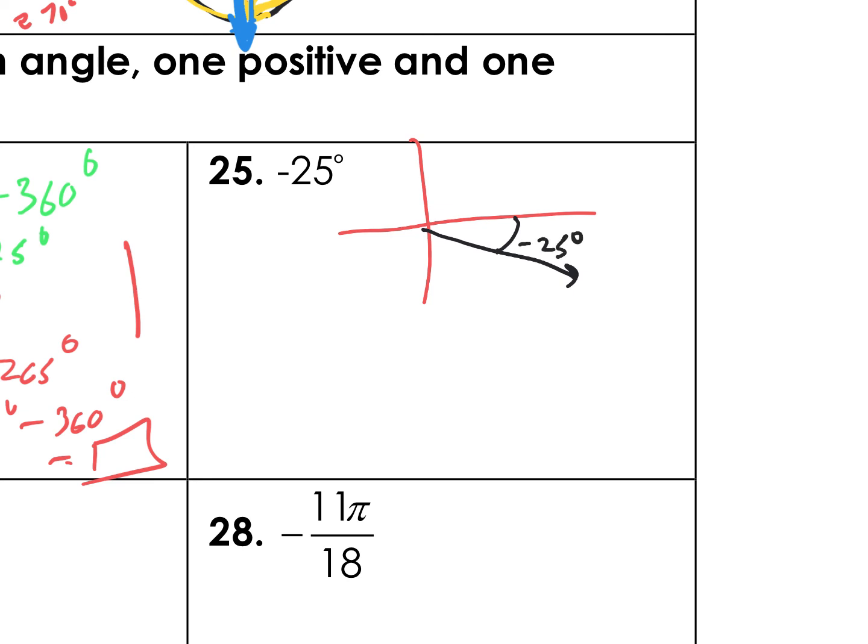There's my negative answer already. So I need to get one that's positive and one that's negative. So my advice to you would be, let's do that negative angle, negative 25. And let's see, I'm down here. From there, just go ahead and go all the way around the circle. So that'd give you a negative 25 degrees.